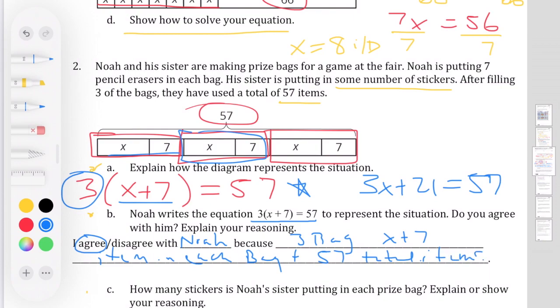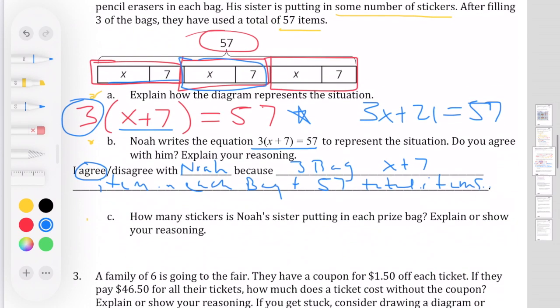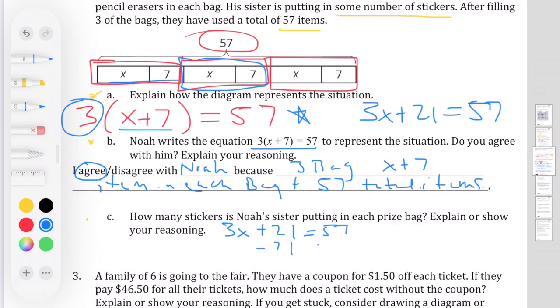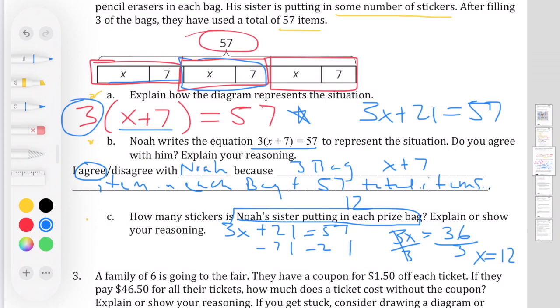Now lastly, we need to try to solve for x, and we want to use our equation. So we have 3x plus 21 equals 57. We subtract 21 from both sides. We get 3x equals 36. Well, divide both sides by 3, and you get x equals 12. So Noah's sister is putting 12 stickers in each bag right there.